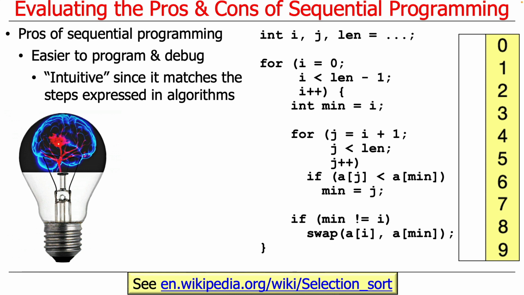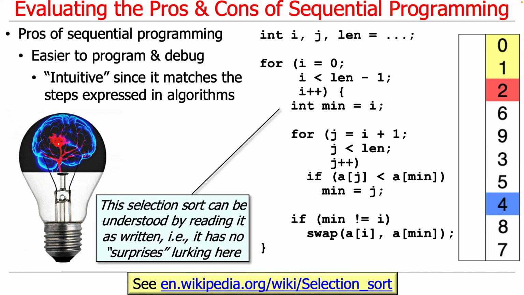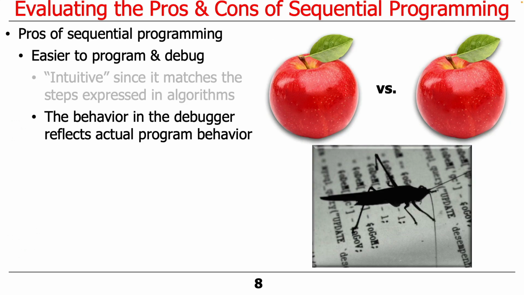So here's an example of selection sort, which is an algorithm you probably learned about in either the data structures or the algorithms class. And you can understand this, to the extent you want to understand it, by reading it top to bottom. There's no surprises lurking here. Things aren't happening out of order and stuff like that. In fact, I would argue that selection sort is probably the easiest sorting algorithm to understand. It's pretty easy to understand even when it's written in somewhat uncommented gobbledygook code like we see here. That was mostly done just to fit on the slide.